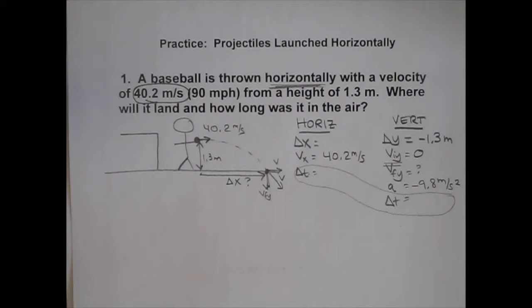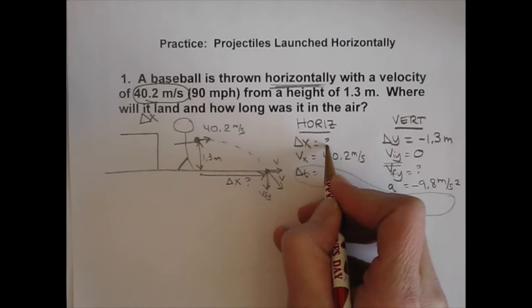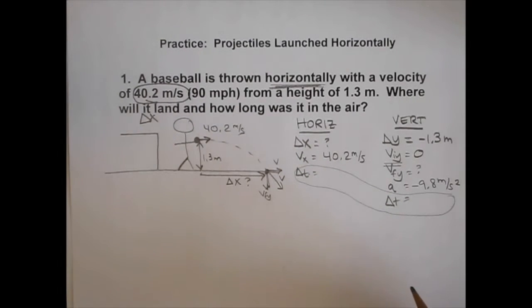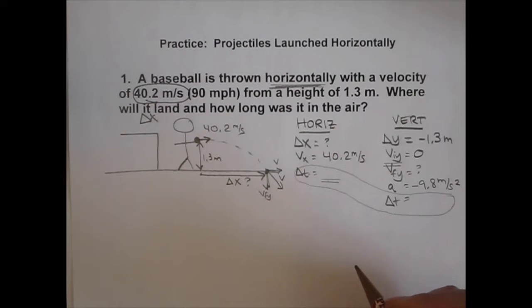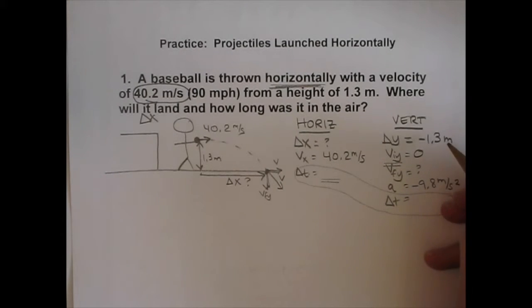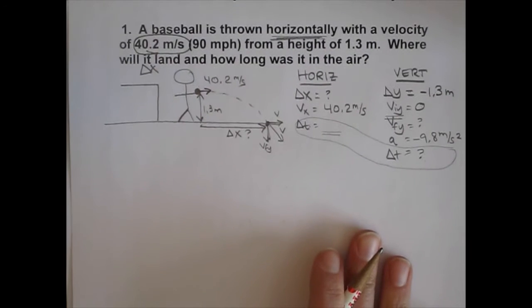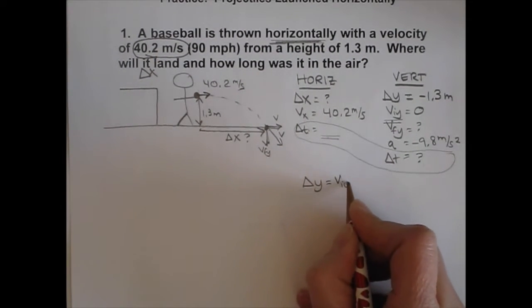So let's see, where will it land and how long was it in the air? Where will it land? That's delta x. Well, I have 2 unknowns over here, so there's no way I can find anything yet. I think I'm going to need to know the time before I can find that. So let's look at the vertical list. What could I find? How long was it in the air? Maybe I could find the time. I have 3 things, so I should be able to find the 4th one. So let's see, look at your list of equations. The one you're going to want is this one.